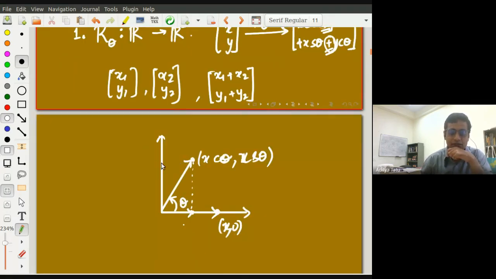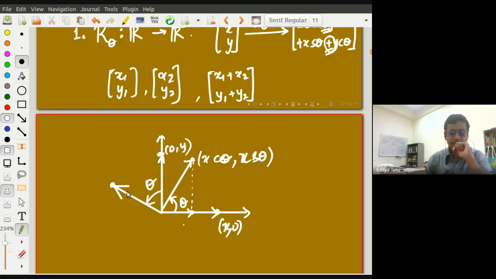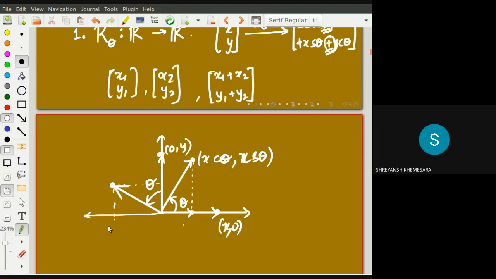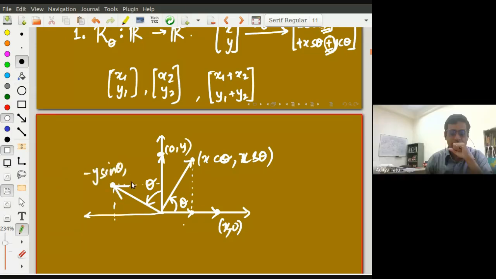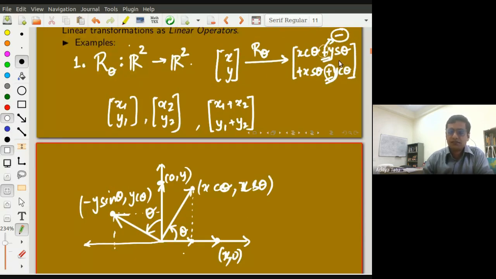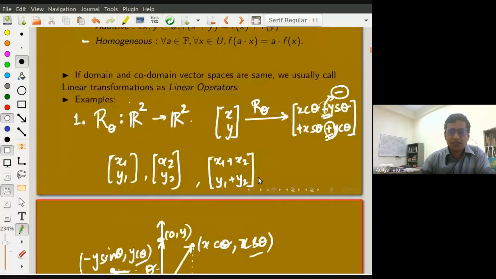For example, instead of x, 0, what happens if you take this point 0, y? If I rotate this by theta, what is the point that I get? What is the x coordinate of this point? Minus y sin theta. And the y coordinate? y cos theta. Which is why it would be x cos theta minus y sin theta, and x sin theta plus y cos theta. Anyways, we'll look at this in more detail later.